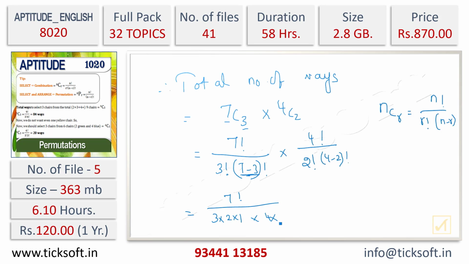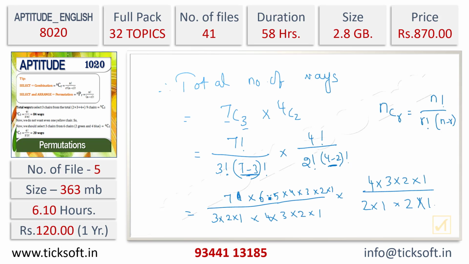4 factorial is 4 into 3 into 2 into 1, divided by 2 factorial, which is 2 into 1, and into 4 minus 2, which is 2 factorial, equal to 2 into 1. Now we can write 7 factorial as 7 into 6 into 5 into 4 into 3 into 2 into 1. We can cancel these 4 values with these 4 values, because 4 into 3 into 2 into 1 is the same 4 into 3 into 2 into 1. If we divide these two values, we get 1. Again cancelling these two values, we get 2, and 2 divided by 2 is 1.